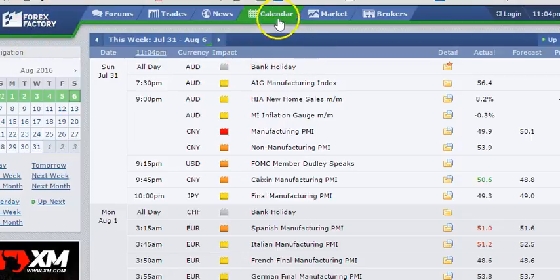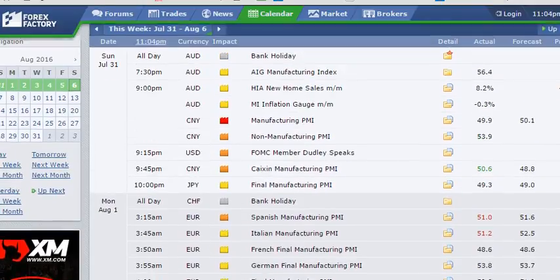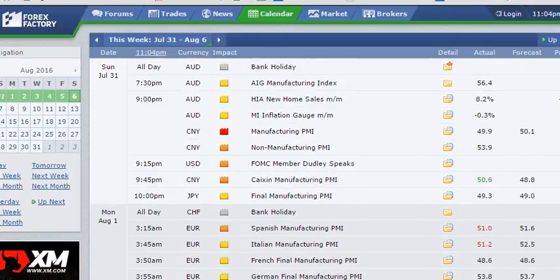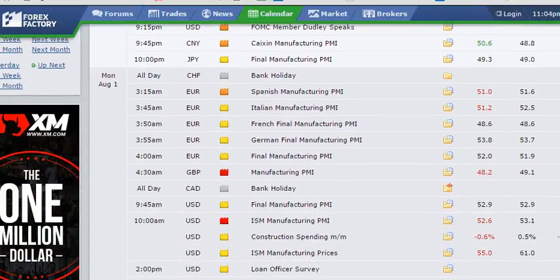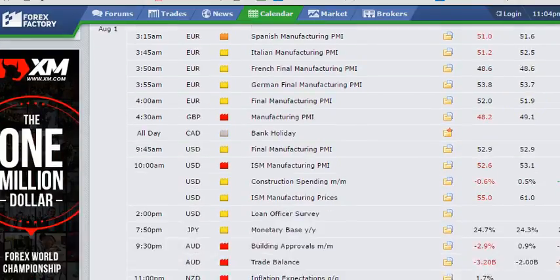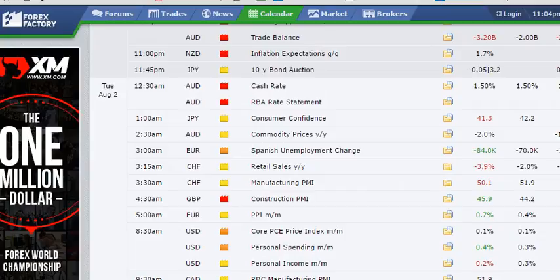Go to the calendar tab right here, click on that, and you can see that all the information for the upcoming week is labeled here in order according to the time zone that you're in. In this case it's the Eastern Standard Time Zone. So you can see here starting with Sunday, Monday, August the 1st. I'm going to scroll down. You can see all the news events that come out.